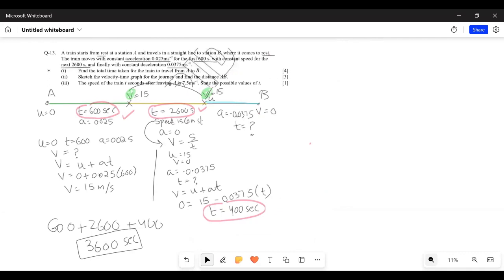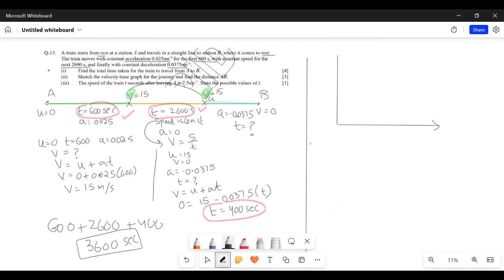Sketch the velocity time graph for the journey and find the distance AB. Okay, so a velocity time graph has velocity on the y-axis. You must correctly label the graph. So velocity on the y-axis in meters per second. Time on the x-axis in seconds. The journey starts from speed 0. And then the speed becomes 15 in 600 seconds. So 15 in 600 seconds.